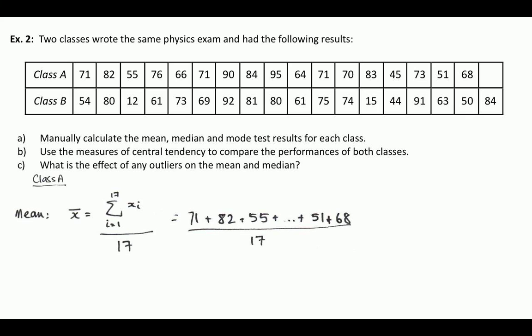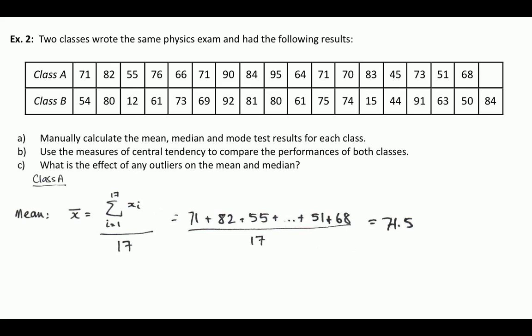Basically what you're going to do is say 71 plus 82 plus 55 plus 76, blah, blah, blah, plus 51 plus 68, divide by 17, and of course the answer that we get is 71.5. Okay, so the mean for class A was 71.5. The median, though, we need to do something first.